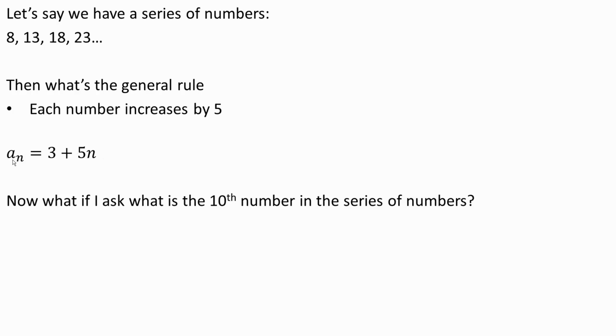So a sub 1, the very first number in our sequence, is 8. If I put n is 1, I get 3 plus 5, which is 8. For a sub 2, if I put a 2 here, and n is also 2, I get 3 plus 10, which is 13. And so this is the correct formula.